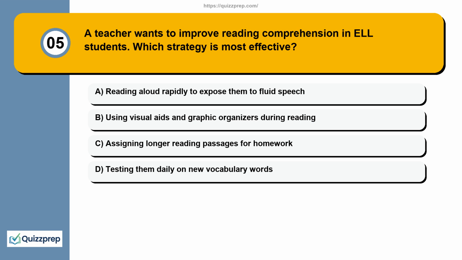Question 5. A teacher wants to improve reading comprehension in EL students. Which strategy is most effective? Here are your options. Option A. Reading aloud rapidly to expose them to fluid speech. Option B. Using visual aids and graphic organizers during reading. Option C. Assigning longer reading passages for homework. Option D. Testing them daily on new vocabulary words.